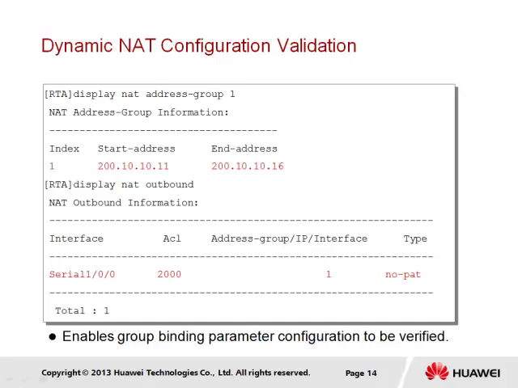We are then able to use the command display NAT outbound in order to verify whether the dynamic NAT configuration has taken effect on the interface. This includes the binding of the NAT configuration to the correct ACL number that represents the private address range to be translated, and the address group, which references the range of public addresses to be used. We also see here that the type is listed as NOPAT, meaning that port address translation will not take place, and that internal hosts will be allocated public addresses exclusively.